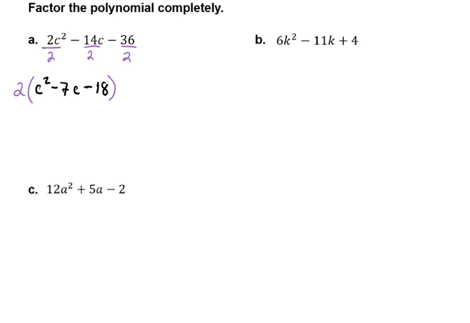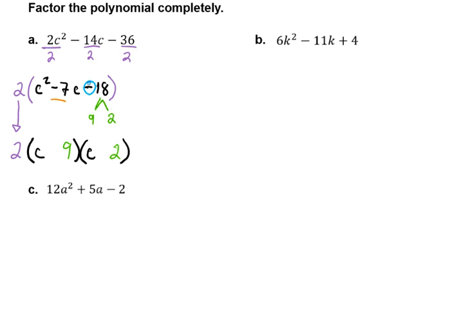Now, what we're looking to factor is just this inside piece right here, c squared minus 7c minus 18. So we're looking for two numbers that will multiply to negative 18, but add to negative 7. In this case, we might try 9 and 2. So we'll bring our 2 down from right here, and then set up our two sets of factors. We're using the letter c, and we're using a 9 and a 2.